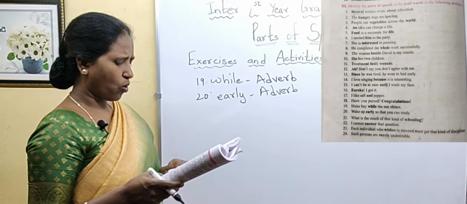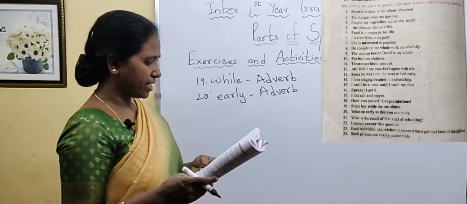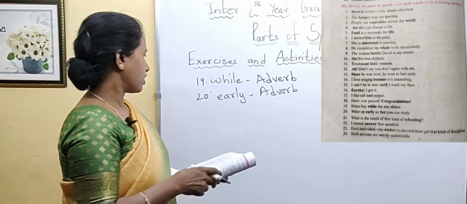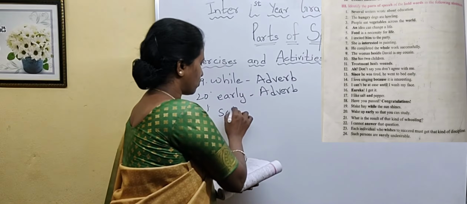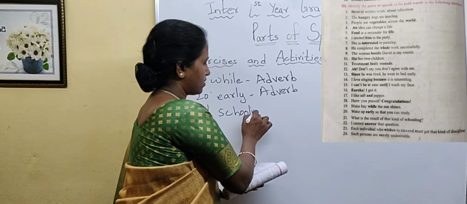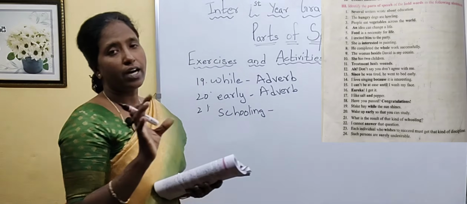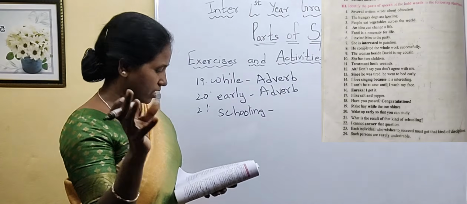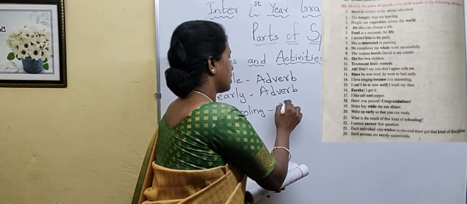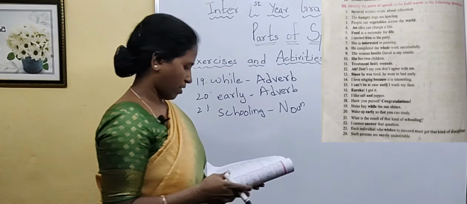Then 21st, what is the result of that kind of schooling? Schooling is a noun. It is an abstract noun. It is giving the name to a particular experience. Okay, so that is a noun.